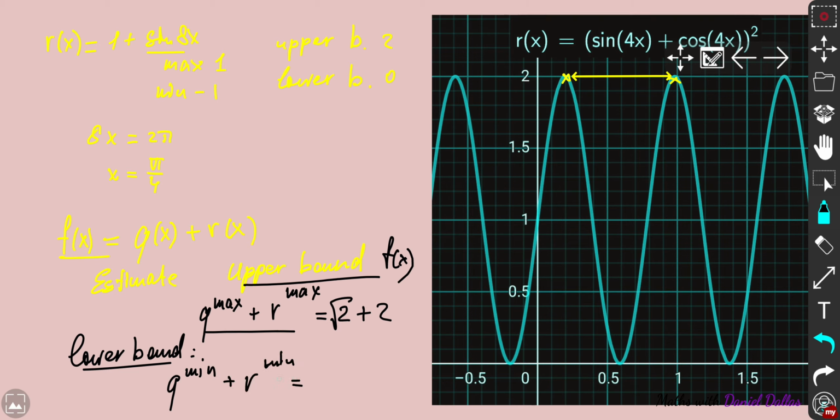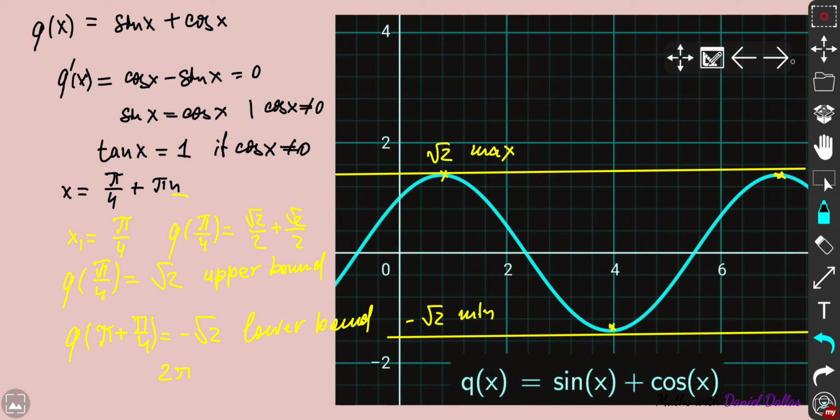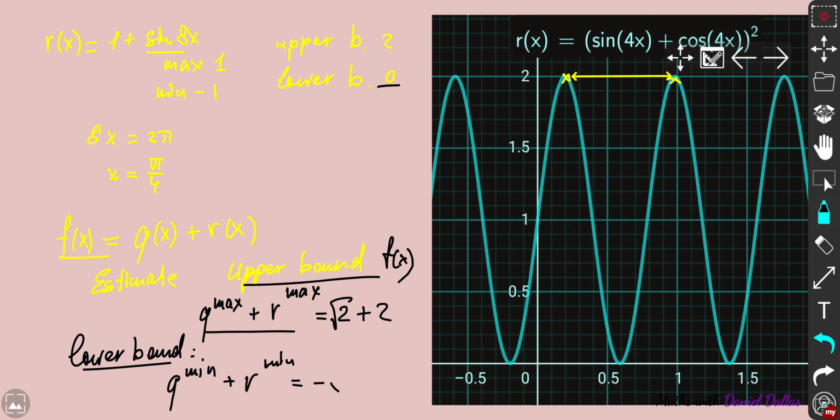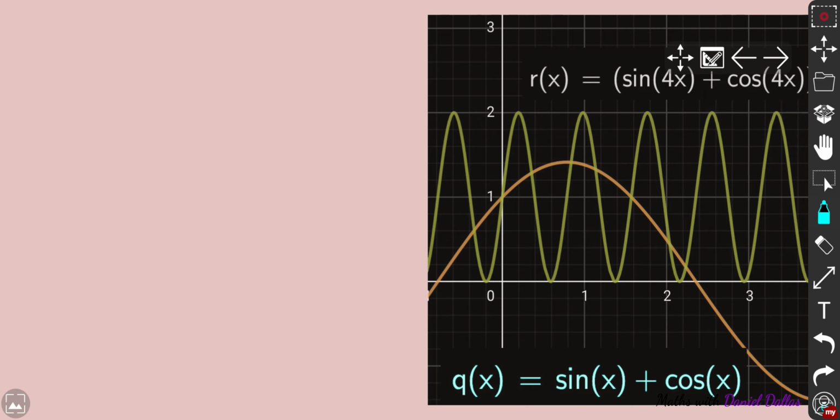In that case, for Rx, we have 0, that's the lower bound, and negative square root of 2. So that's why we can estimate as negative square root of 2. Hence, as a result of a superposition of two functions, we actually have square root of 2 plus 2 as the upper bound and negative square root of 2.